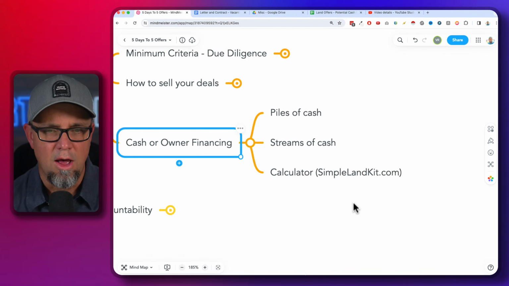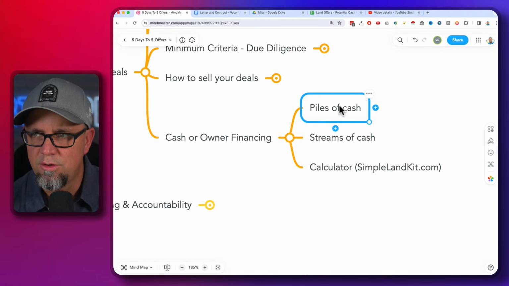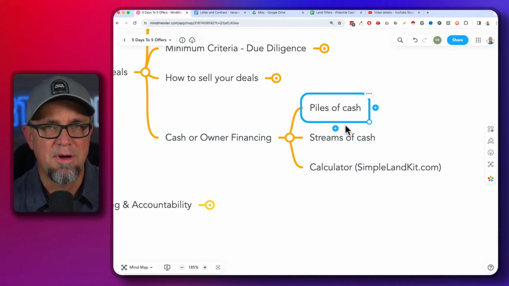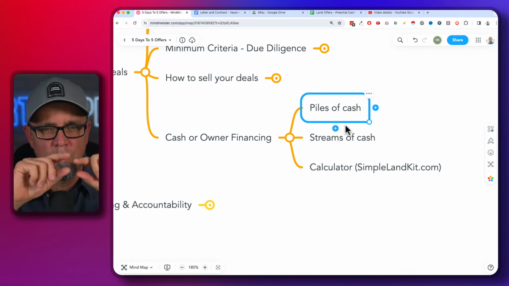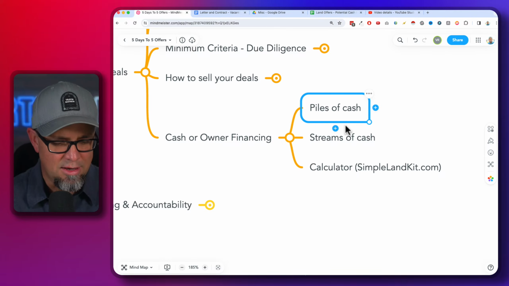Okay. Now, I want to talk about this real quick. When you're selling your deals, you can sell them for cash, piles of cash, like wholesaling profits, or streams of cash. Now, this is so important to understand. When you're selling your deals, for every one buyer that you get for cash, you're going to get 5 buyers calling you wanting to do owner financing.